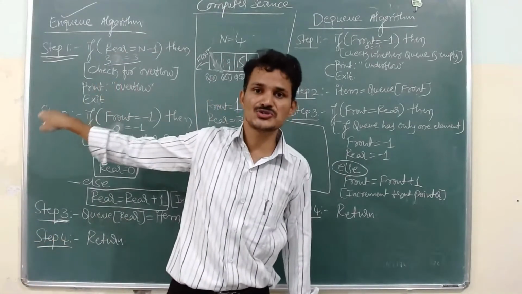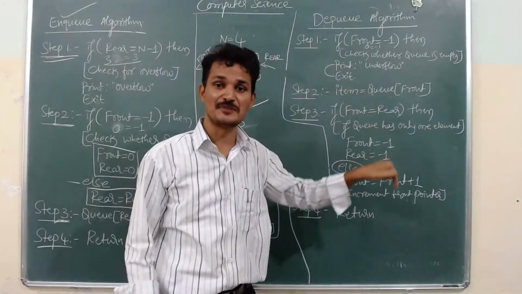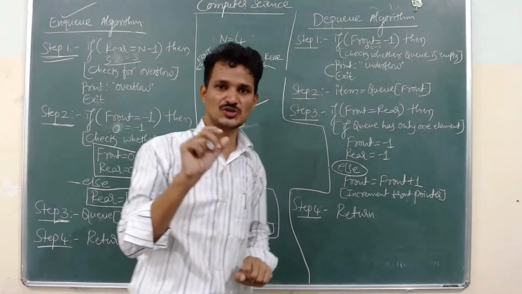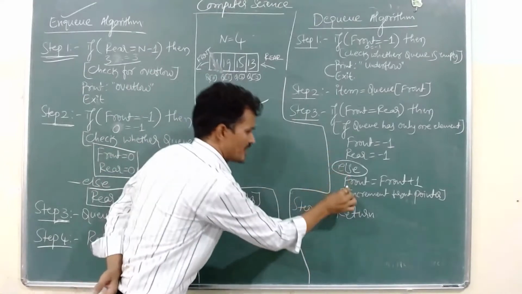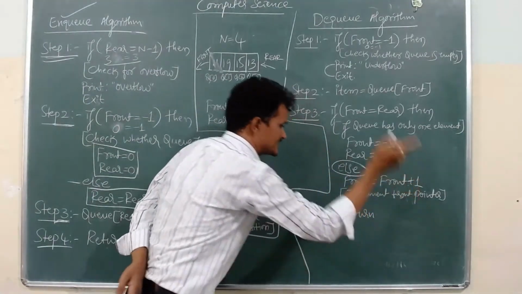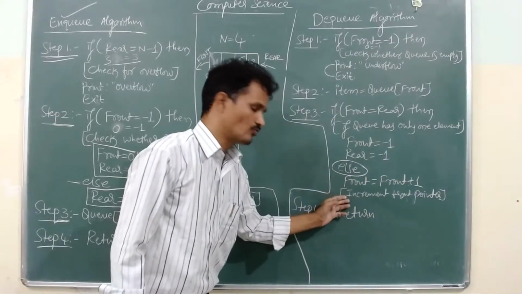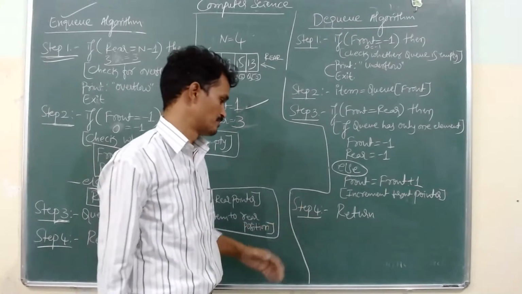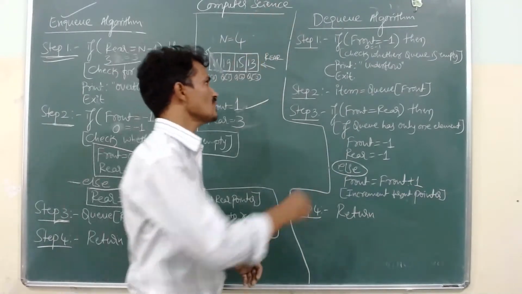See, during the process of insertion, rear goes on increasing. During the process of deletion, front goes on increasing. This is the difference. You need to notice these points. Now, front equal to front plus 1 means 0 plus 1 is 1. 1 is assigned to front. That is what we have done just now: we incremented the front pointer by plus 1. Step 4, return. Again, it goes to step 1.